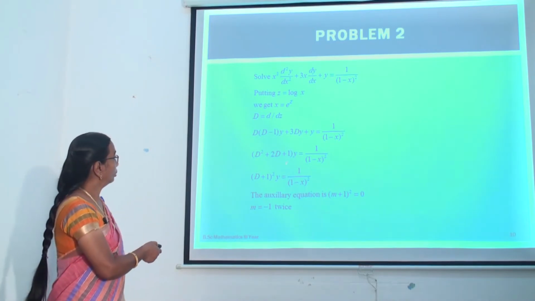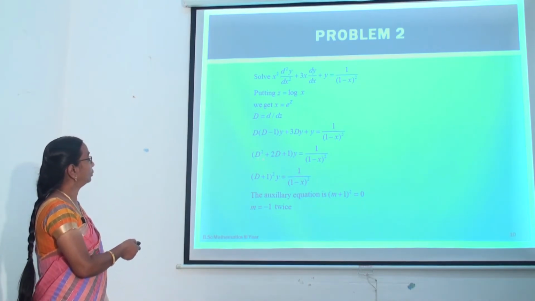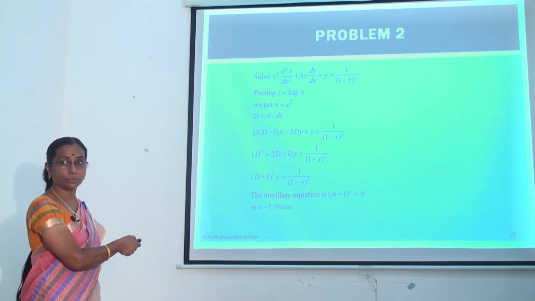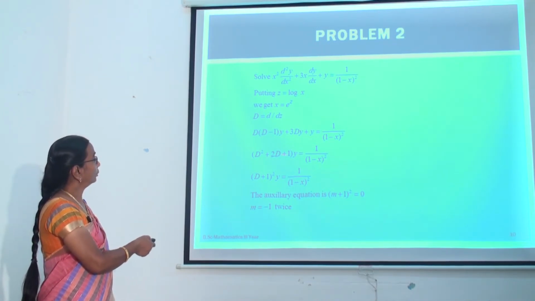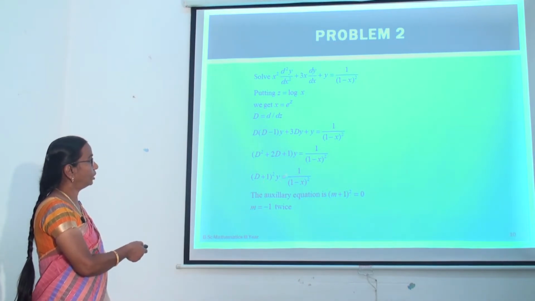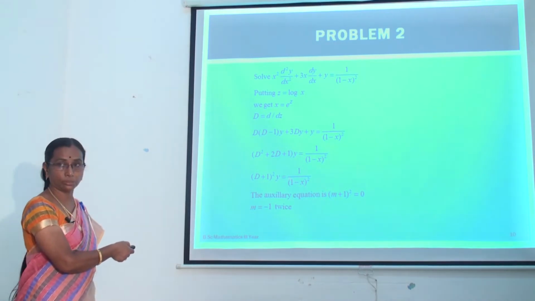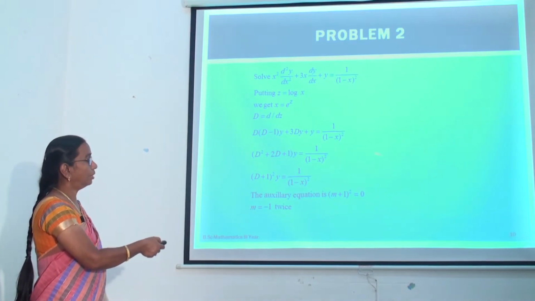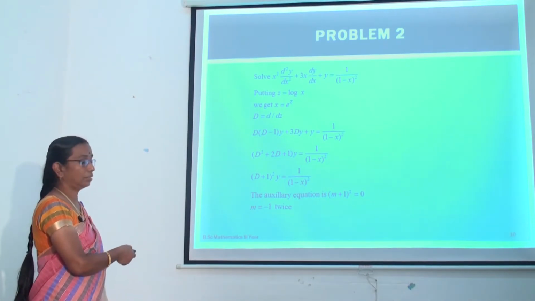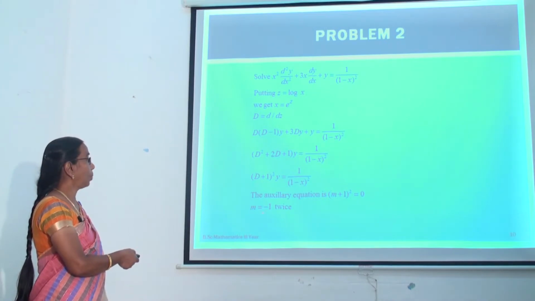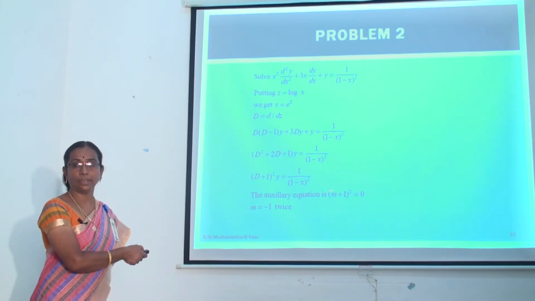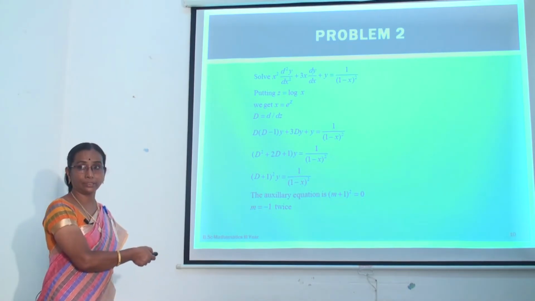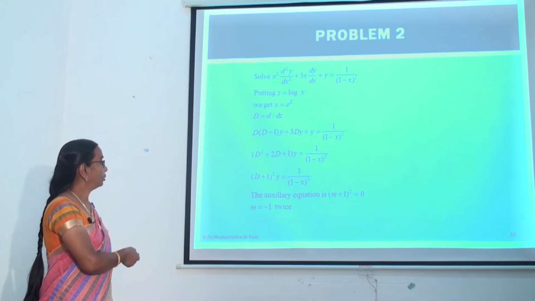Clear? Okay. Now simplifying this, you will get (d squared plus 2d plus 1) of y is equal to 1 by (1 minus x) whole squared. This is nothing but (d plus 1) whole squared y is equal to 1 by (1 minus x) whole squared. Now the solution is y is equal to CF plus PI. To find CF, we need the auxiliary equation. The auxiliary equation is (m plus 1) whole squared is equal to 0. So m plus 1 is equal to 0 twice, therefore m is equal to minus 1 twice.